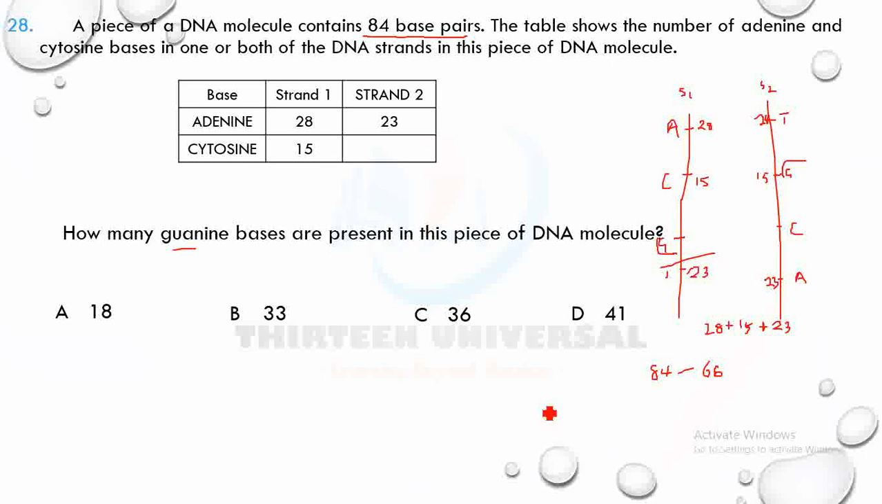So that means we're going to have 18 base pairs. This 18 base pair is going to be 18 guanine here and then 18 cytosines. So everything is complete. Now I have 18 guanine here plus 15 guanine there. That gives me the total of how many guanine bases are present in the entire DNA. So 18 plus 15 gives you 33. So this plus this gives us 33, and that is B.